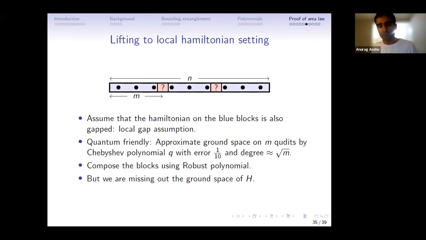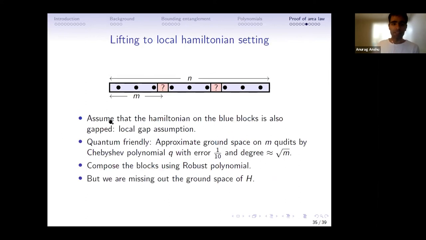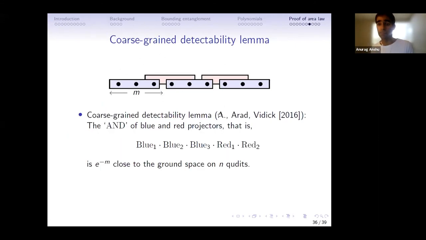So the way to really fix this is to take two layers of blocks. Instead of just taking such a partition, one takes two partitions, the blue and the overlapping red ones, and one puts them together instead of just putting the blue ones together. It turns out that if the overlap is good enough, roughly half the length of each block, like m over 2 or something like that, then the product of these blue and red projectors gets us very close to the ground space, which follows from what is known as the coarse grain detectability lemma. I won't go into the details, but it turns out that with this theorem, the optimal 1D polynomial approximation follows by just repeating this process many, many times. And this works out.